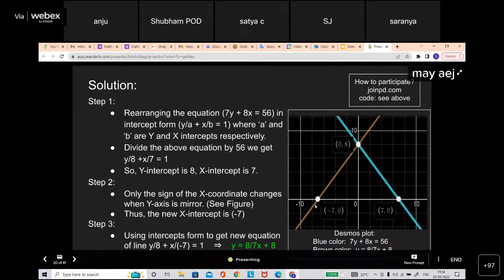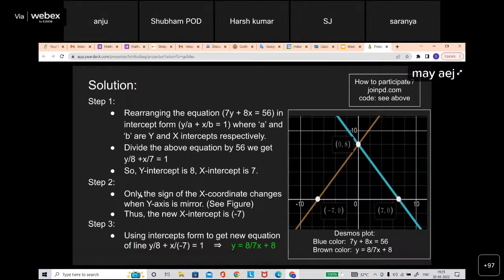Now, as I just said, the sign will change when you take the mirror image of this line. So this point is going to be minus 7, 0, because my sign will change only. Now you have 2 points for this line, and using the 2-point form you can easily get the equation of this line. Sir, in this screen, are both lines perpendicular?